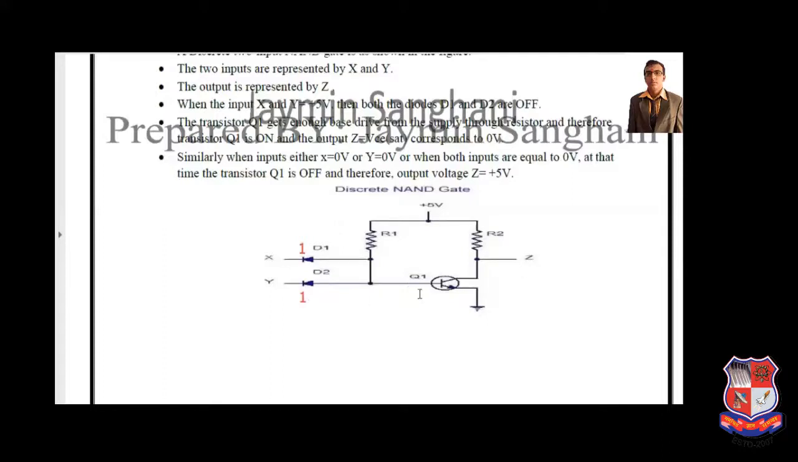So here current flows. So here input is 1. So here at emitter also input is 1. But at collector terminal output is 0. I have explained this particular concept also with the help of transistor.